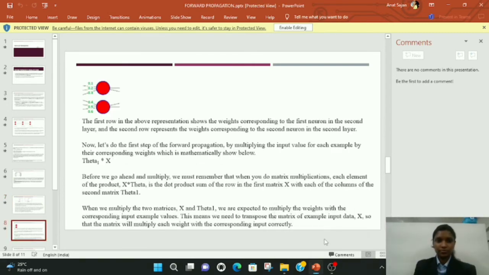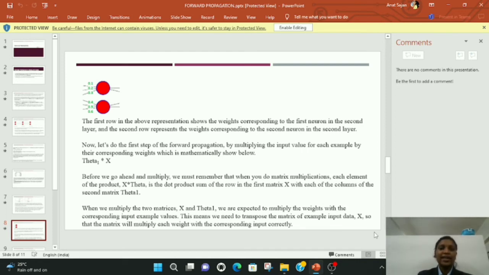The first row in the above representation shows the weights corresponding to the first neuron in the second layer, and the second row represents the weights corresponding to the second neuron in the second layer. Now let's do the fourth step of the forward propagation by multiplying the input value of each example by their corresponding weights, which is mathematically shown below. Here the equation is theta 1 into x.